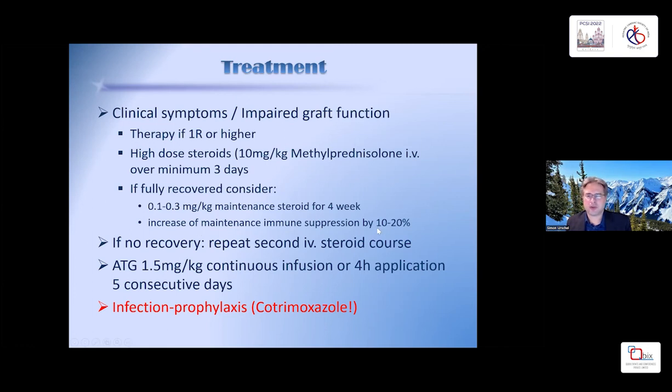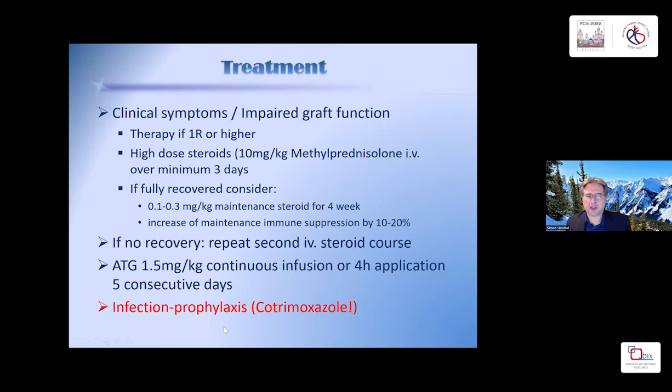If you have a clear reason why somebody was rejecting, like, for example, they have not been in target with their tacrolimus level, all you need to do probably is make sure that they are back in the level that you would want them to be on. If they do not recover, typically you would repeat a second IV steroid course. If that still doesn't do the trick, you can escalate to antithymocyte globulin. And if that doesn't help, I think we're nearly out of options.